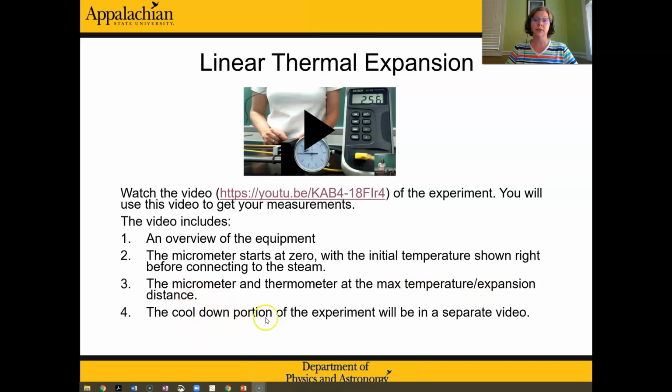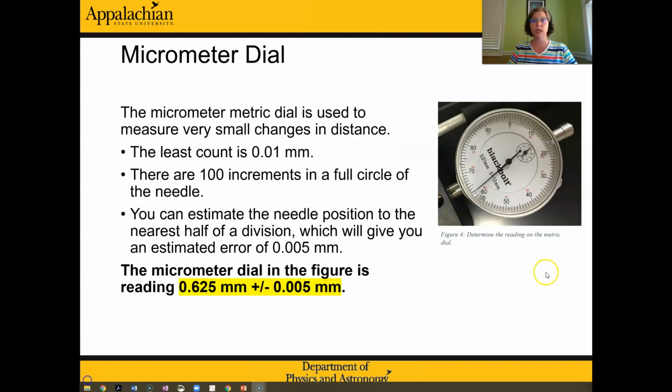You will have a separate video which shows the apparatus cooling down. This will be later in the lab for activity 2. The video shows a micrometer dial being used to measure the total change in length of the tube as it is heating up and cooling down. A micrometer dial is used to measure very small changes in distance.